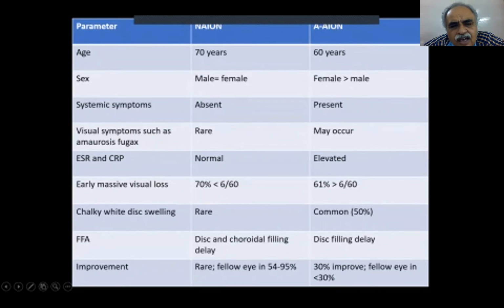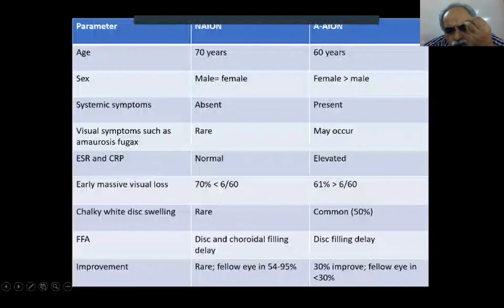Whereas in AION which is non-arteritic because of diabetes, hypertension, generally systemic symptoms are absent, but they have got uncontrolled diabetes and hypertension, and they will have a disc with a choroidal filling delay. Whereas in arteritic AION, the disc does not fill at all. I have shown you both types of discs. No filling of the disc means it is arteritic AION. Delayed filling of the disc means it is non-arteritic AION.